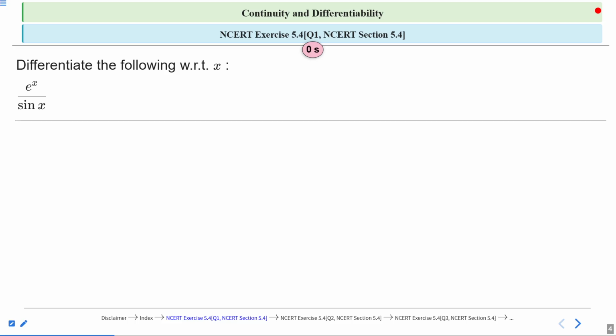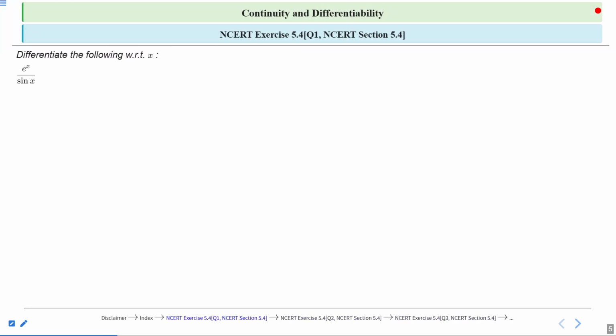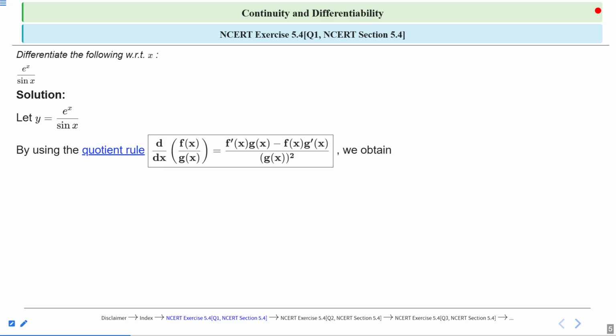Okay, so let us move to the solution part. We have to differentiate e to the power x upon sine x with respect to x. Let y is equal to e to the power x upon sine x. By using quotient rule, d upon dx of fx upon gx is equal to f dash x into gx minus fx into g dash x upon gx square. So we obtain dy upon dx will be equal to sine x d upon dx of e to the power x minus e to the power x d upon dx of sine x upon sine square x.